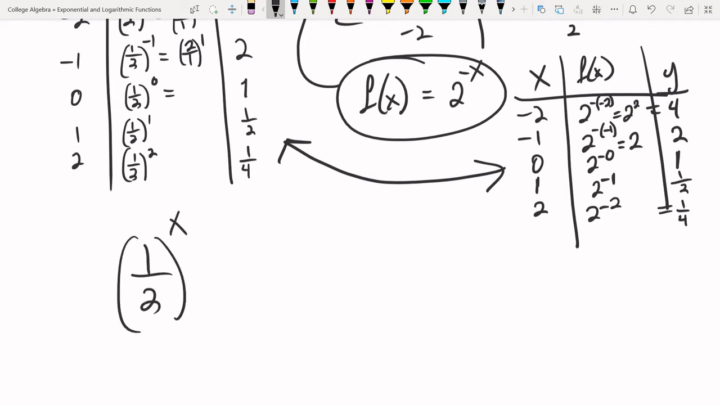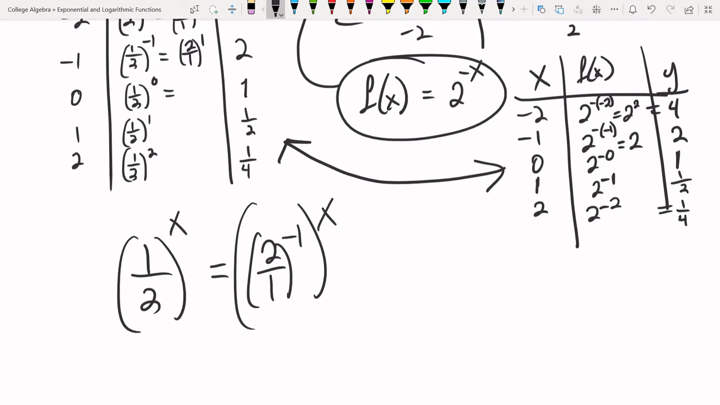Namely, (1/2)^x, right? If we flip this, (2/1)^(-x). All I've done here is take the inside portion and flip it. You can flip it by giving it a negative power. If you do flip it, then you have to give it a negative power, if it doesn't already have one.